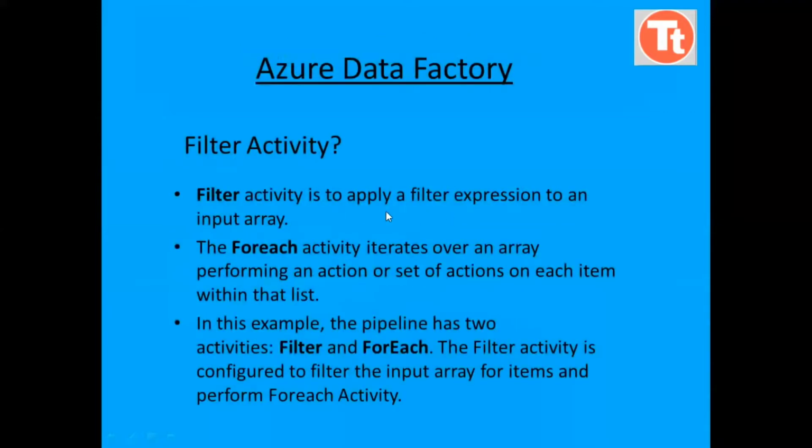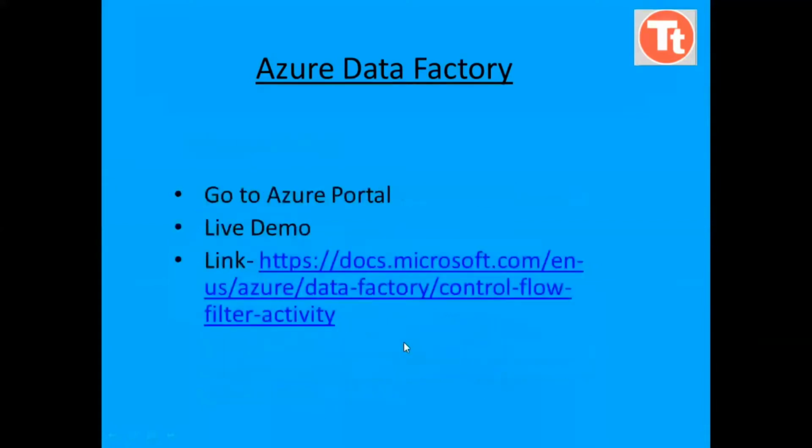Filter activity is used to apply a filter expression to an input array. Suppose we have an input array and we want to filter out a particular element, we can do that using filter. The for each activity iterates over an array, performing an action or set of actions on each item within that list. In that particular array, we can perform the same action in the for each loop for all items. In this example, I will show you both the filter and for each activity.